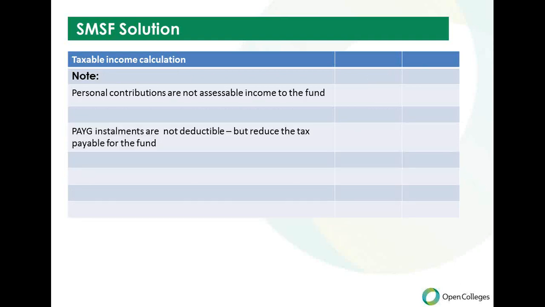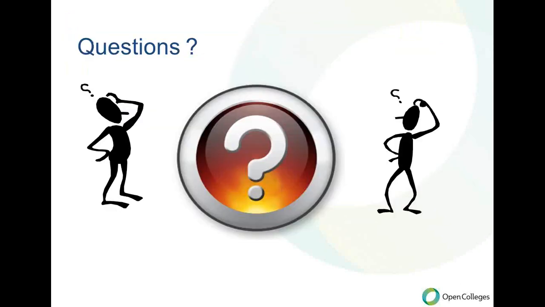So that's an example of a fund, but there are a couple of items that you still need to be careful of. Number one is personal contributions, which are not assessable income to the fund, and then PAYG instalments, which are not deductible but reduce the tax payable for the fund. So there are those other elements in that case study, and as we noted up front today, it's always important to note down any particular non-deductible or non-assessable items, just so it's a complete assessment that you're submitting. So that is superannuation funds, and that is the structure of the business.